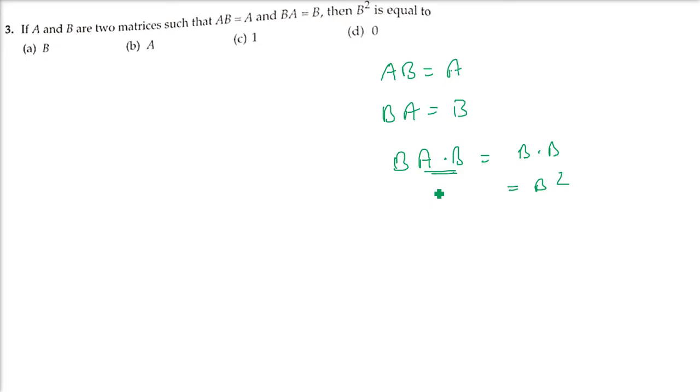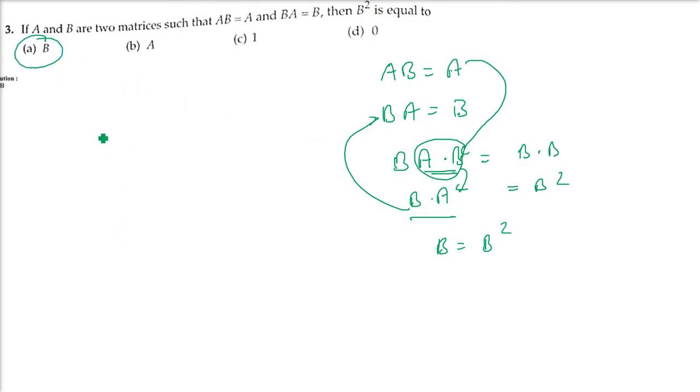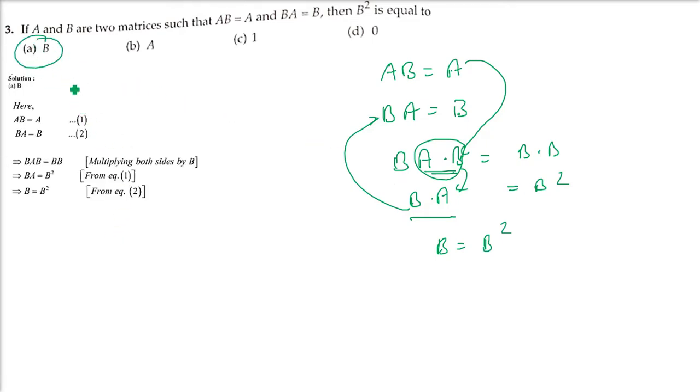In place of A dot B, you can replace it by A from here. And now BA is equal to B from the second one. So B is equal to B square. Please remember, because the question is coming, we are going to utilize it. So B is equal to B square.